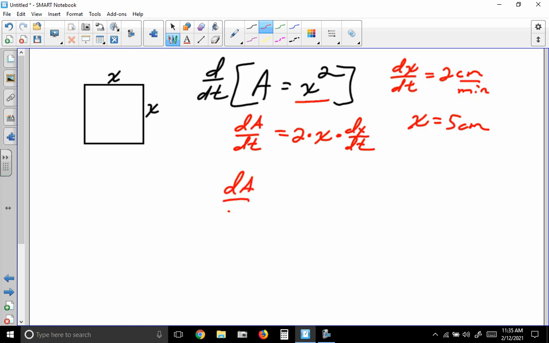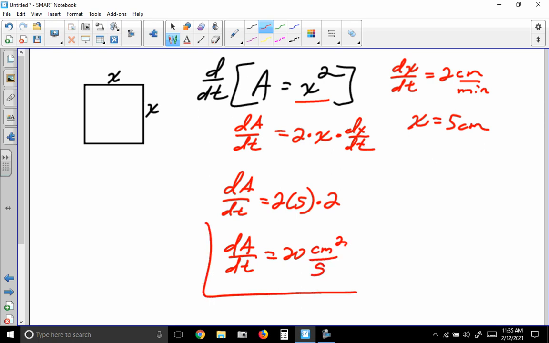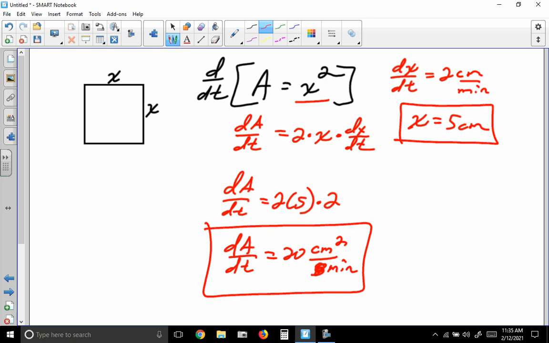So at the moment that our sides are 5 centimeters, our area is changing at a rate of 2 times 5 times 2, or 20. That's an area. Our side is in centimeters, so our area is in square centimeters, and our time is in seconds. So at the exact moment that the sides are 5 centimeters, our area is increasing 20 square centimeters per second. Or, I'm sorry, our unit of time was minutes, not seconds. 20 square centimeters per minute.